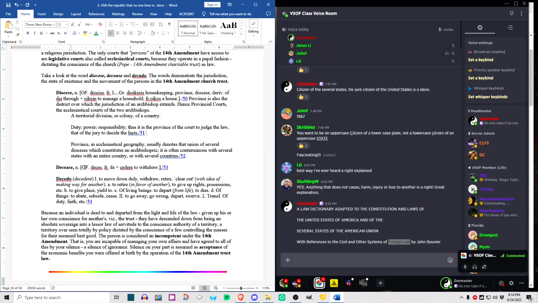Province in ecclesiastical geography usually denotes that union of several dioceses which constitutes an archbishopric. It is often counterminous, I don't know how to pronounce that, with several states, with an entire country, or with several countries.